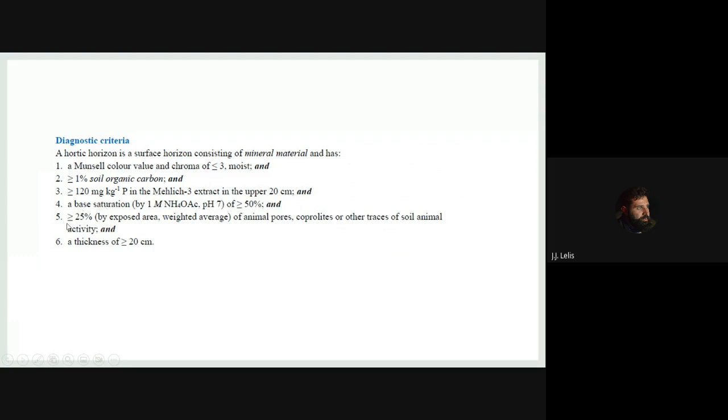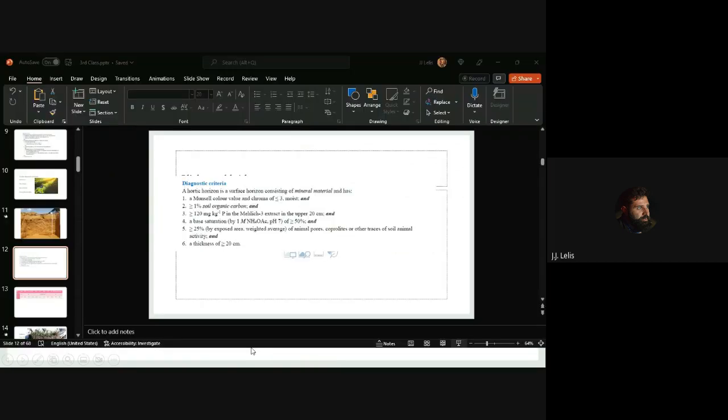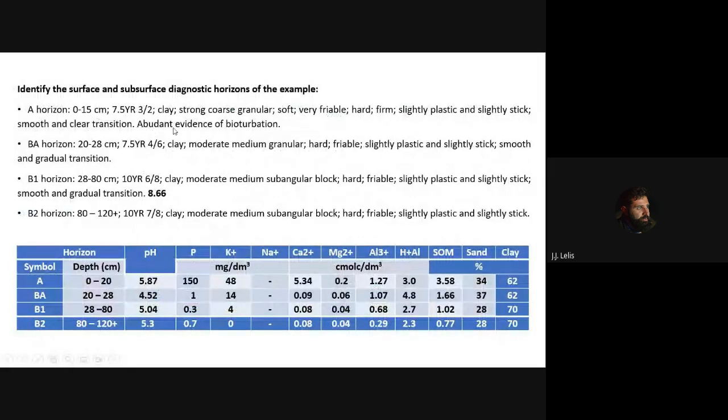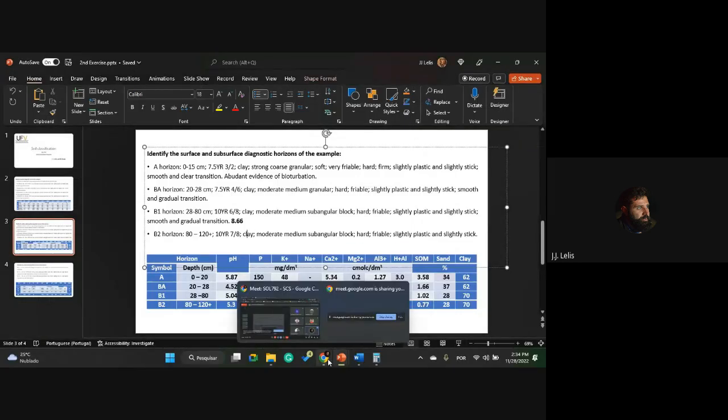It should present an exposed area of at least 25% with evidence of animals, or evidence of bioturbation, like animal pores, tubular or dendritic tubular pores, coprolites, and other traces of soil animal activity. In this case, this horizon possesses abundant evidence of bioturbation, so it also follows this criterion.